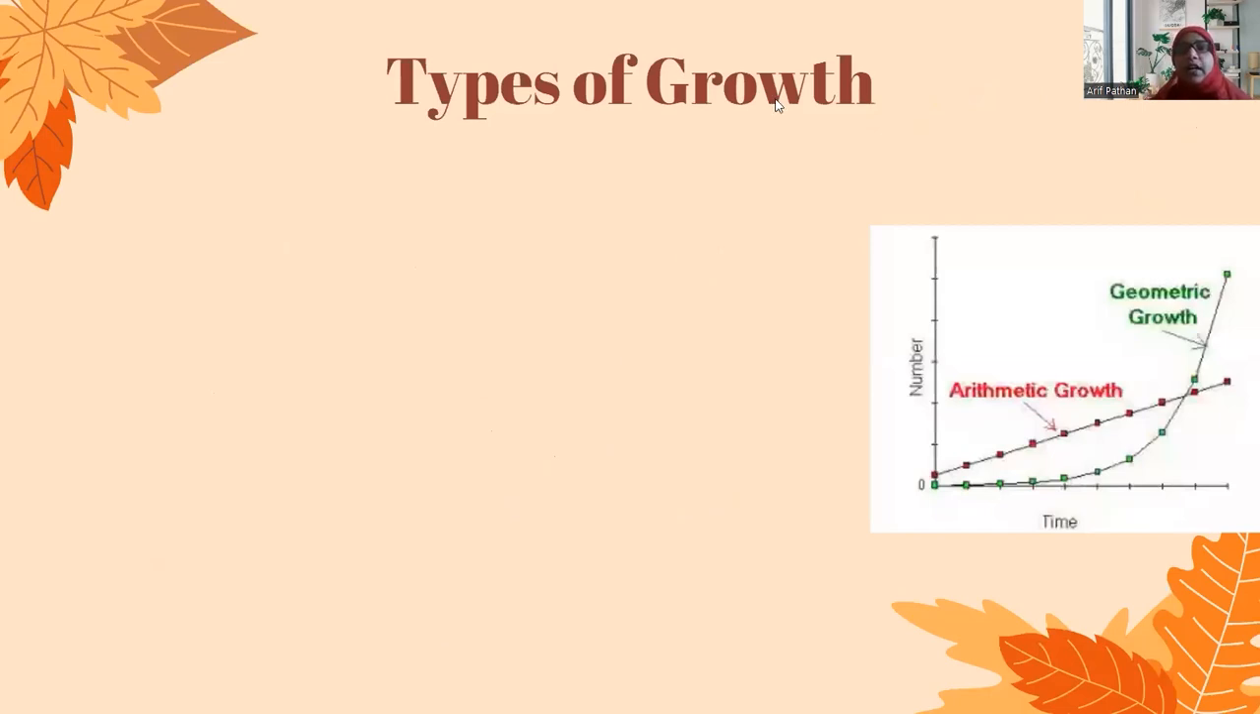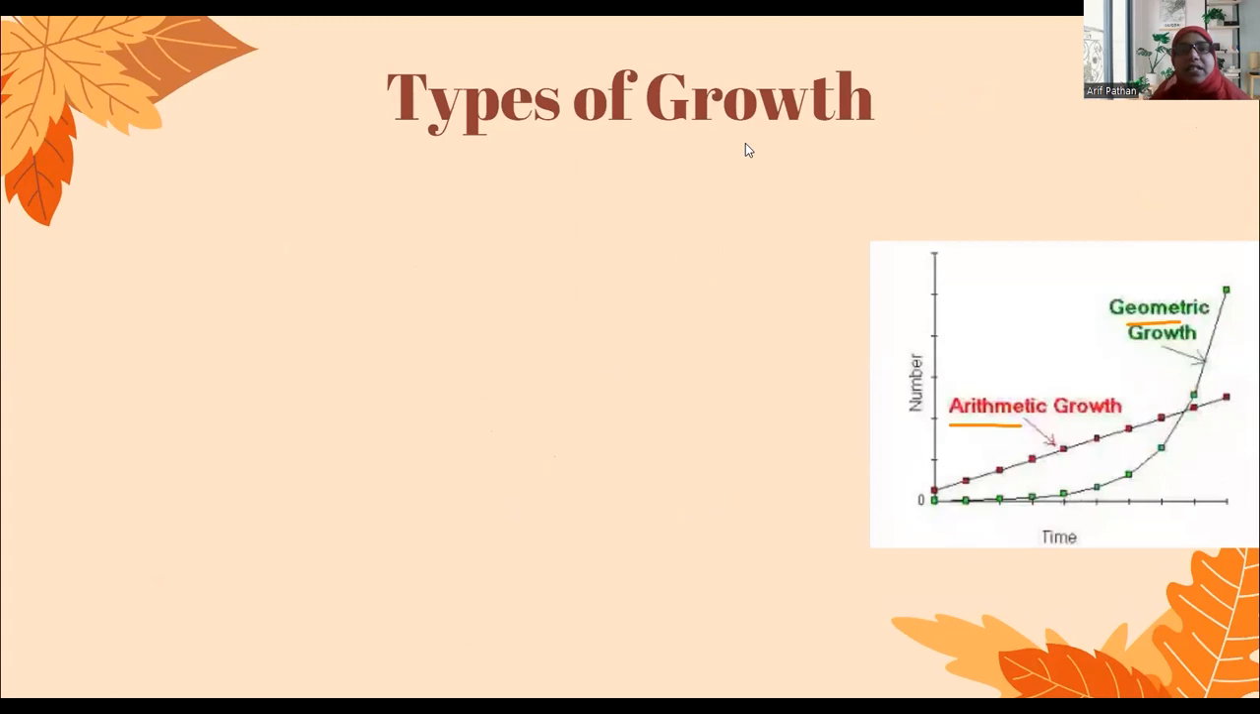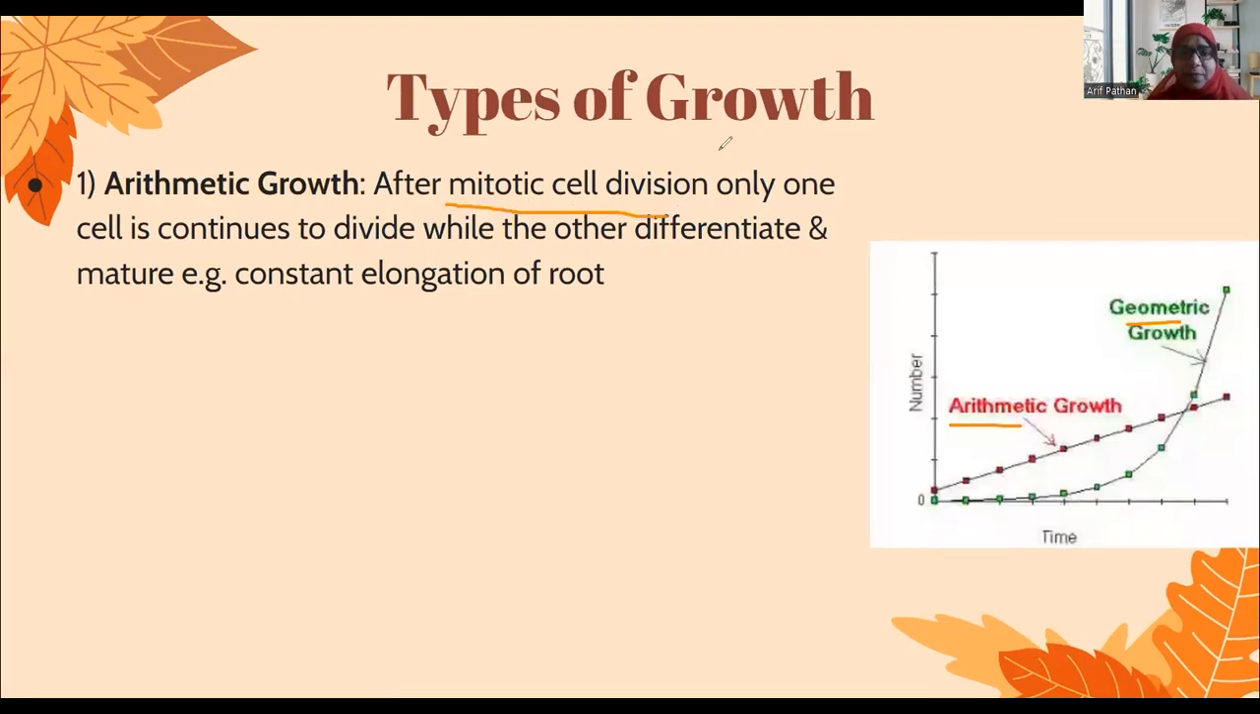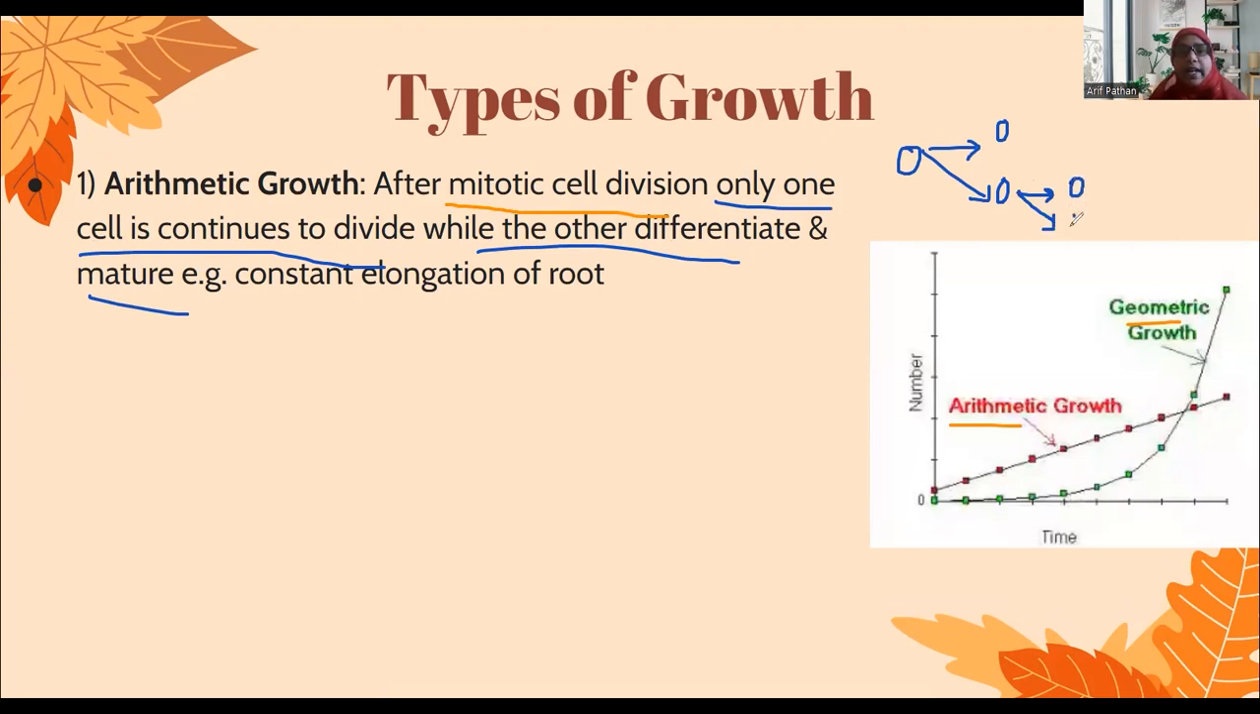As you see, two major types, arithmetic and geometric. So let's first understand what is the arithmetic type of growth. Mitotic division takes place. After mitotic division, only one cell continues to divide while the other differentiates and matures. So if you have a parent cell and this parent cell divides into two daughter cells, only one cell undergoes mitotic division again, and this gives rise to two daughter cells again.